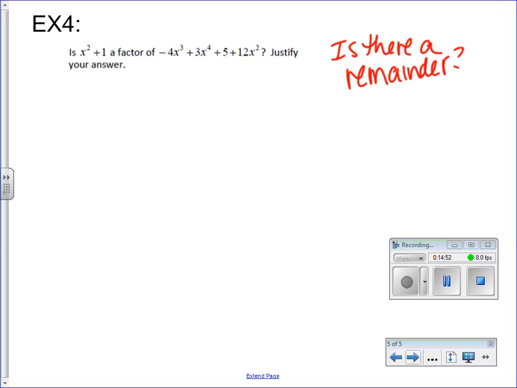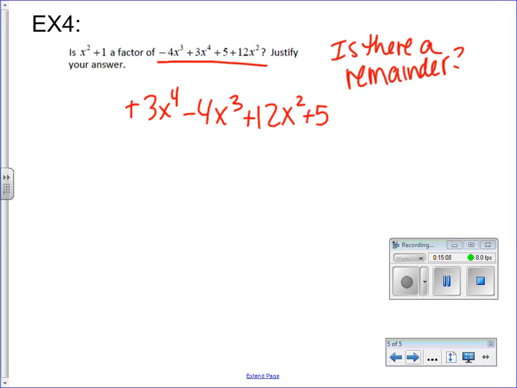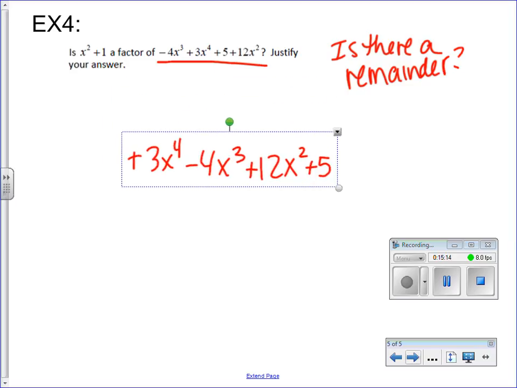First thing I want to do is I notice that the exponents are not in order here, and that just bugs me a little, so I'm going to rearrange. I'm going to put the x to the 4th first, then the x cubed, then the 12x squared. There's no term with a plain x to the first, so the plus 5 goes after. Okay, so I rearranged this. Now I'm going to set up my division problem. I don't necessarily need this plus in front.